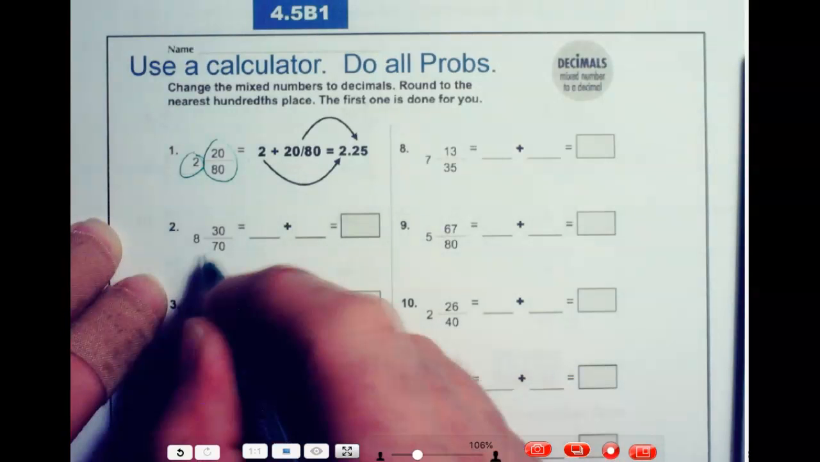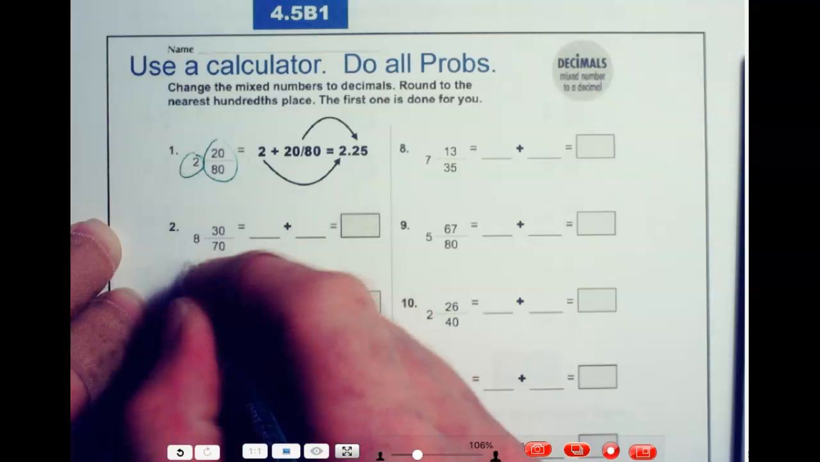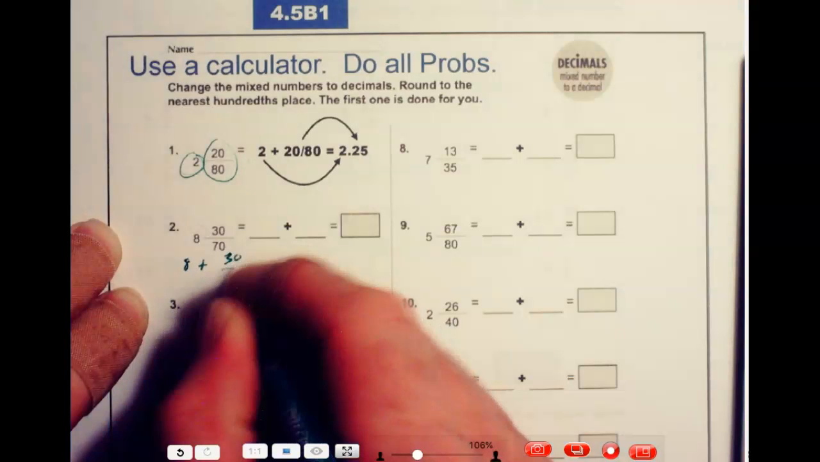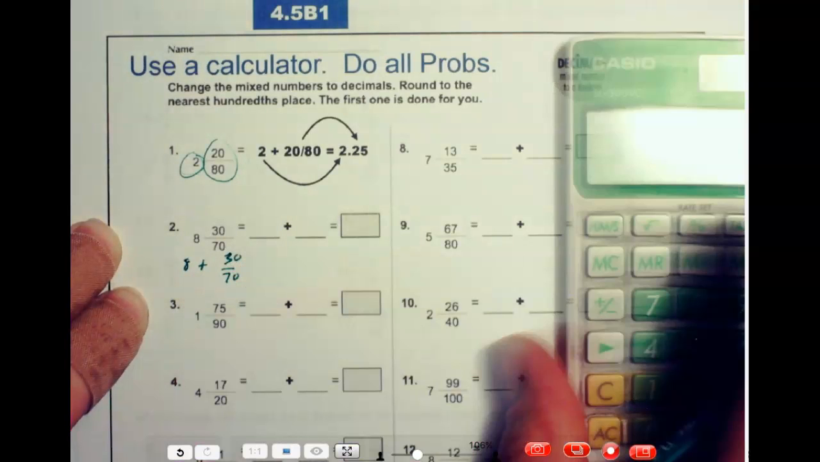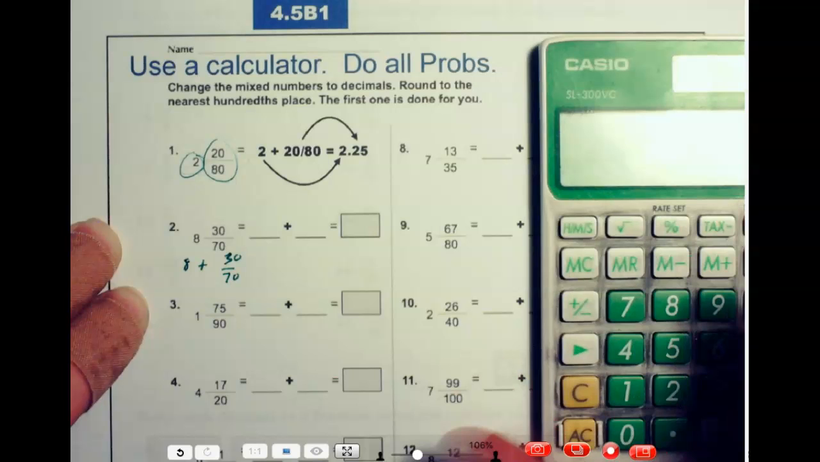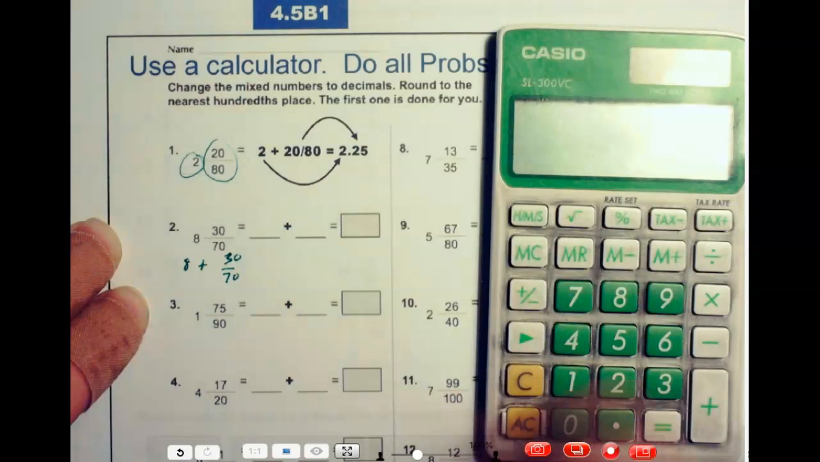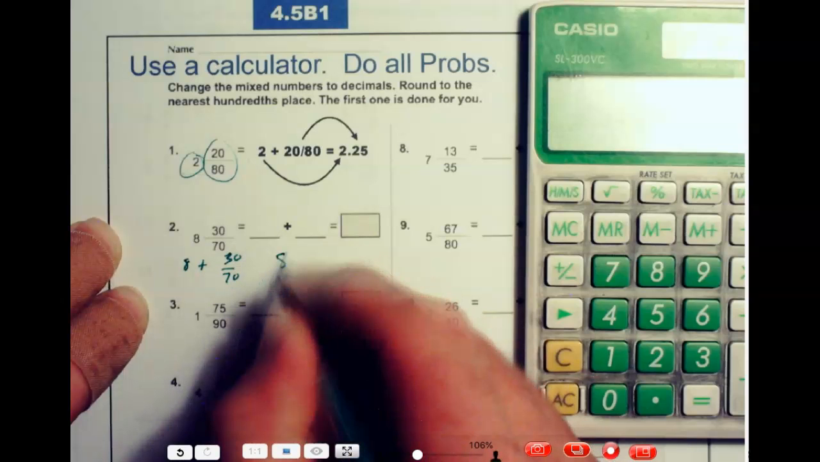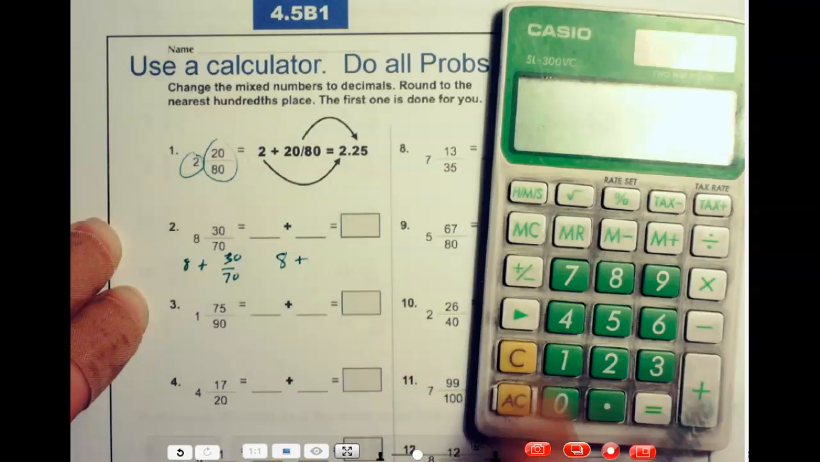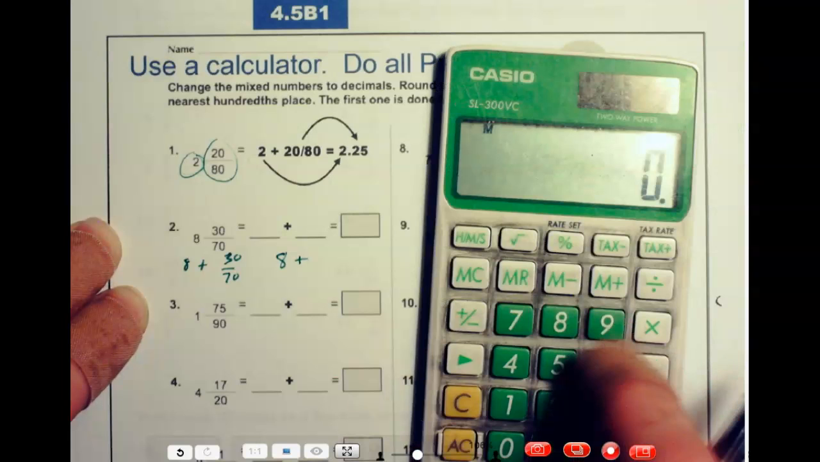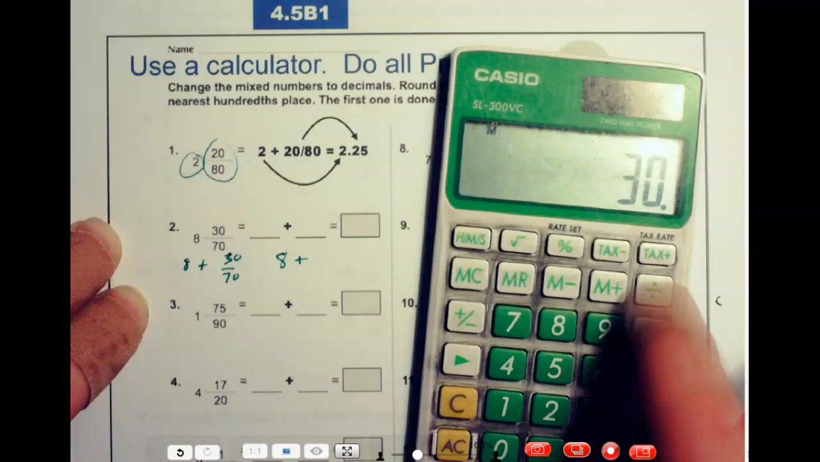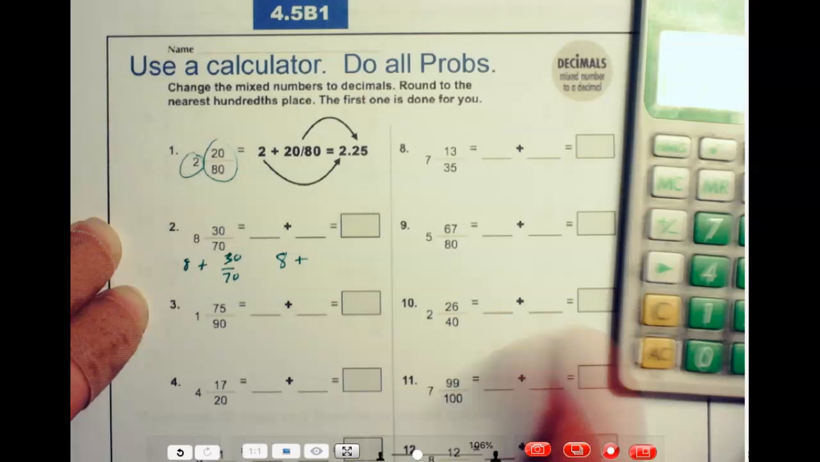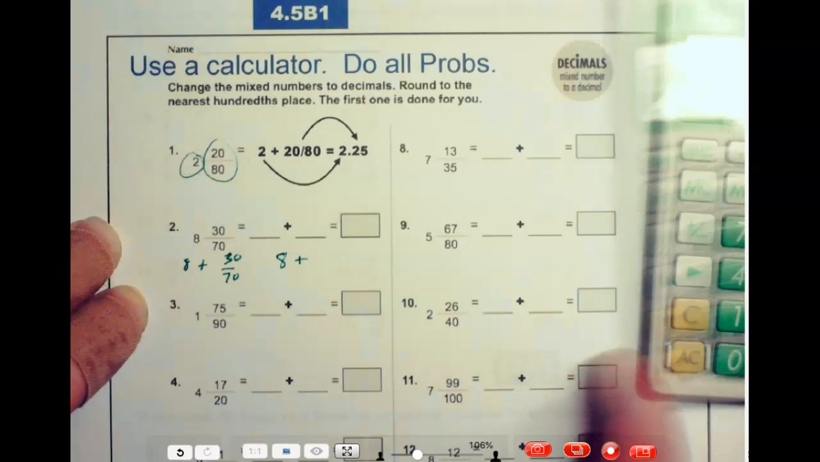We can think of it as 8 plus 30/70ths. And then if we wanted to make that mixed number a decimal, we could take the 8, which we already know we have, and add it to the fraction. So we take our calculator and we just do 30 divided by 70, which is really just going to be 3/7. And we've got 0.428.